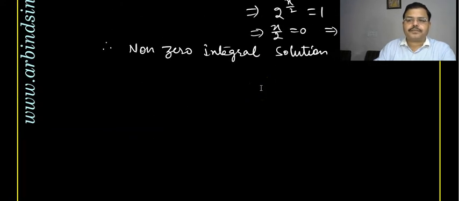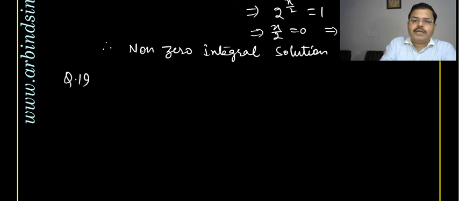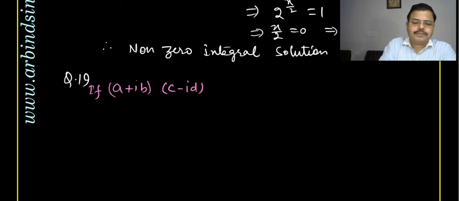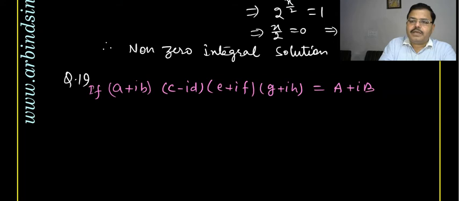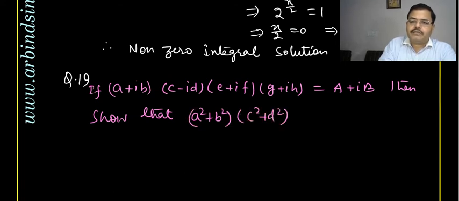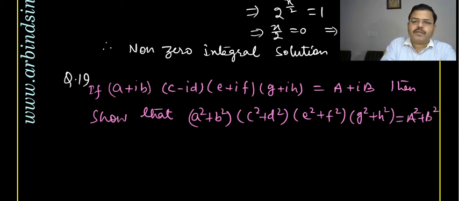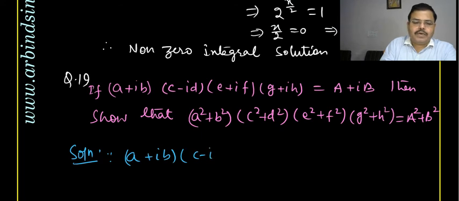Now the next question is question number 19, and see what the question is, a plus iota b. It is written: if a plus iota b, c plus iota d, e plus iota f and g plus iota h is equal to A plus iota B, then show that a square plus b square, c square plus d square, e square plus f square, g square plus h square is equal to A square plus B square. There will be different solutions. We can take modulus on both sides, but I am solving in some different way. Since a plus iota b, c minus iota d, c plus iota d.